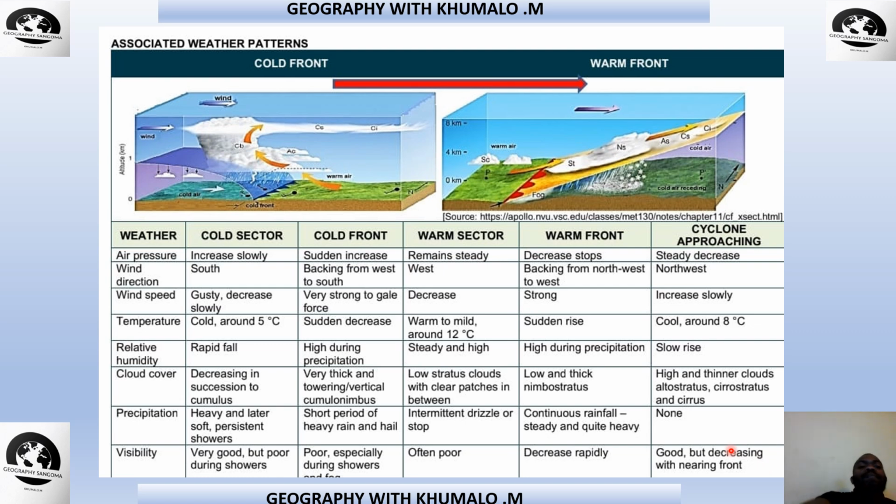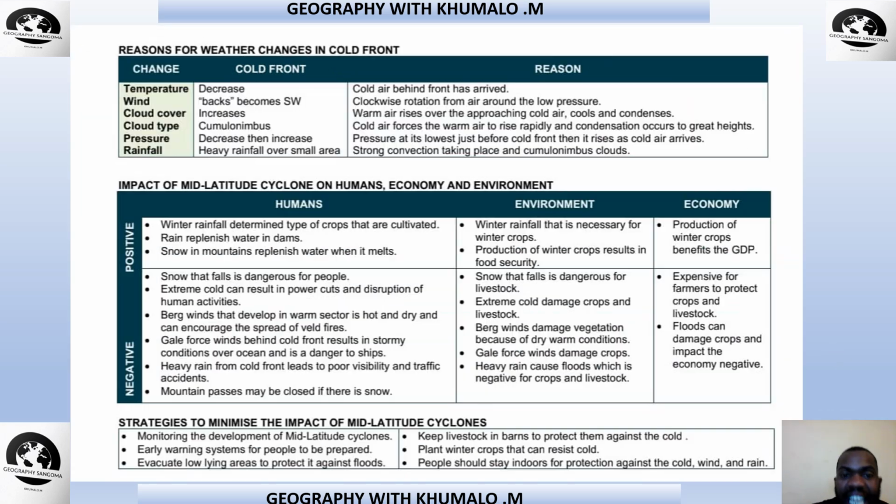But as it is moving across the interior, there is a difference between approaching and as it moves over the interior. As it moves over the interior, obviously it's going to come with heavy rainfall, it is going to come with cold temperatures. So all those weather conditions will happen as this mid-latitude cyclone moves over an area. So you also have to know that table, grade 12.